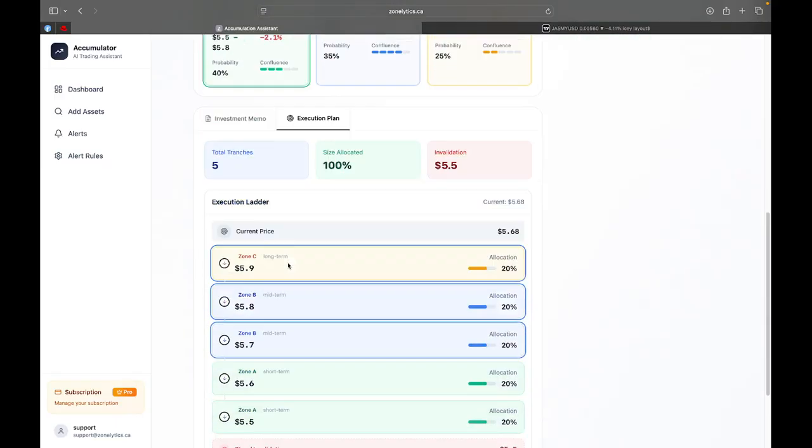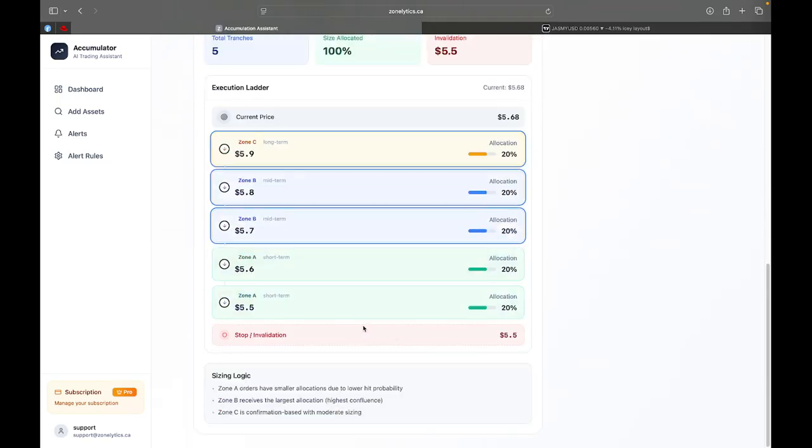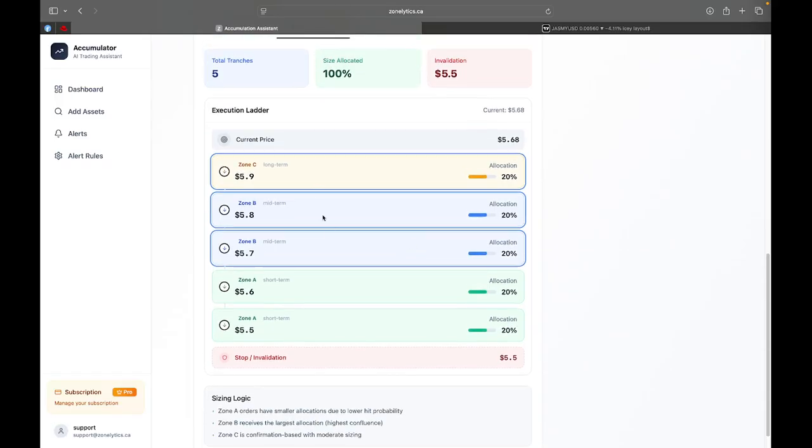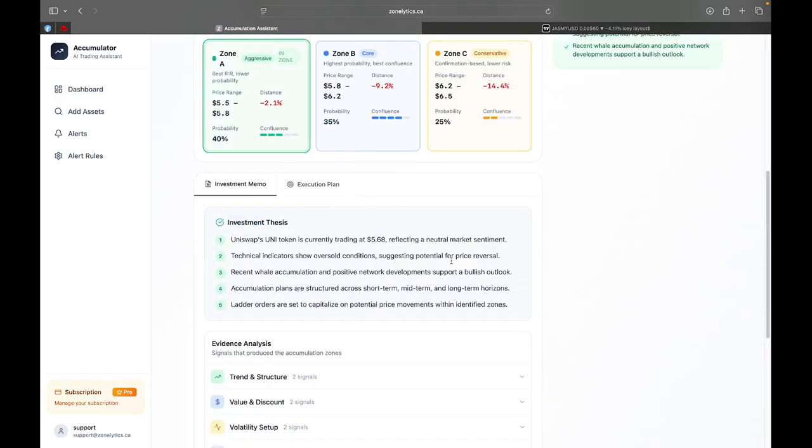You get an execution plan, which can say like the invalidation, where you stop putting in. You can allocate 20% at 590, 20% at 580. However you want to do it, just be smart, okay? This is not something that's written in stone, so please, please, please do your own homework.